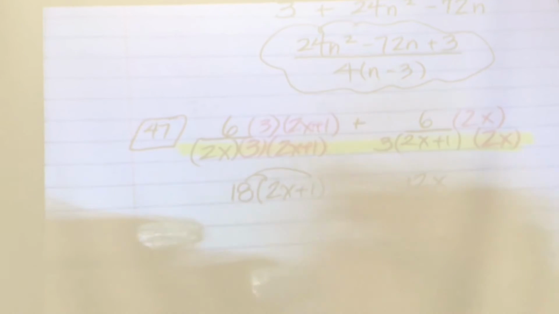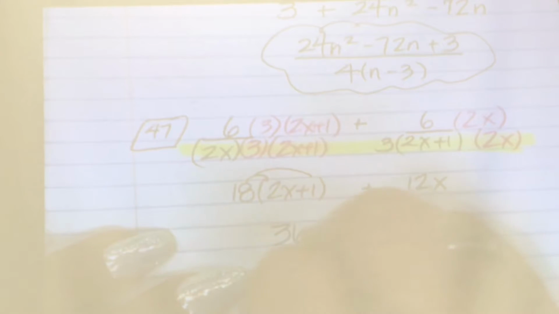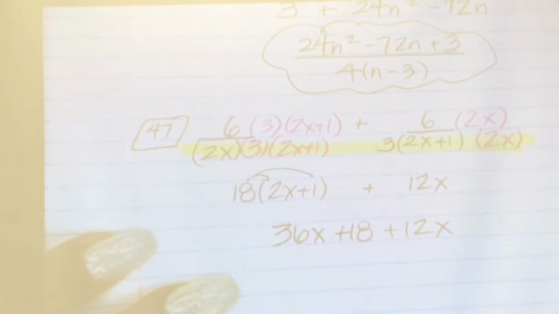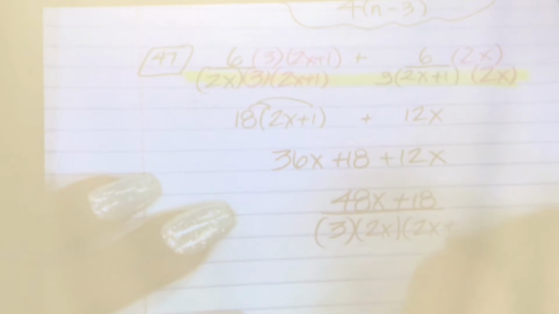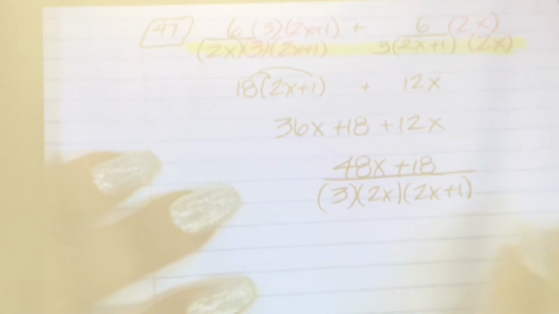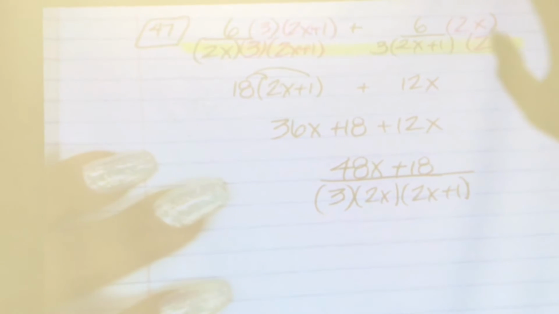Now we're going to distribute. So that's 36x plus 18 plus 12x. So I get 48x plus 18 over 3 times 2x times 2x plus 1. But we're gonna take it up a notch. Because now that we know how to do this, now I can simplify.